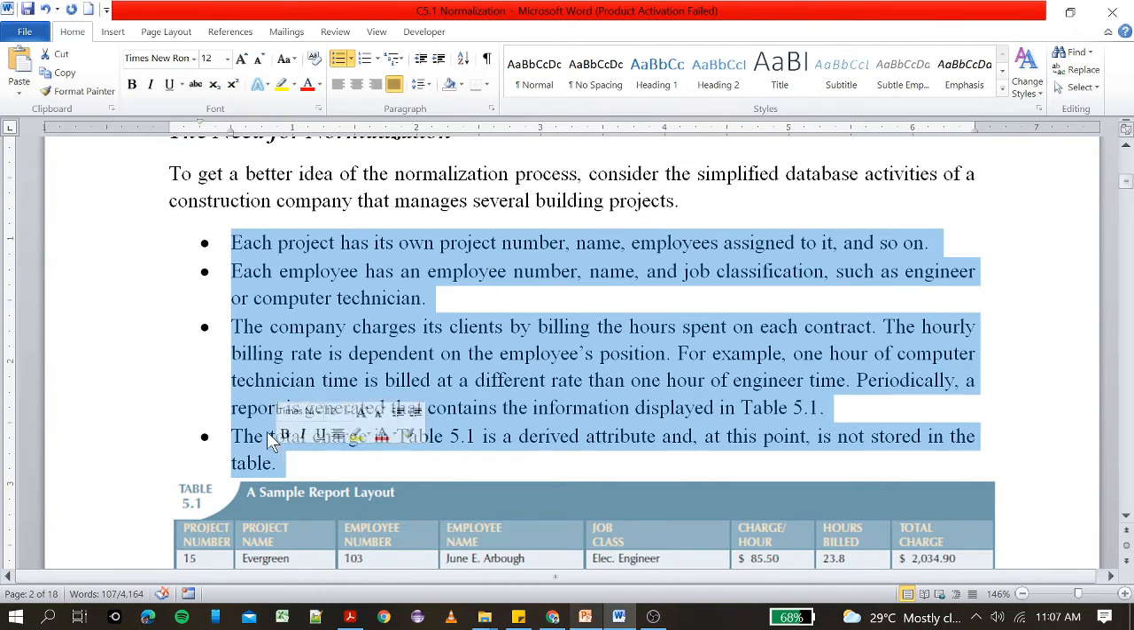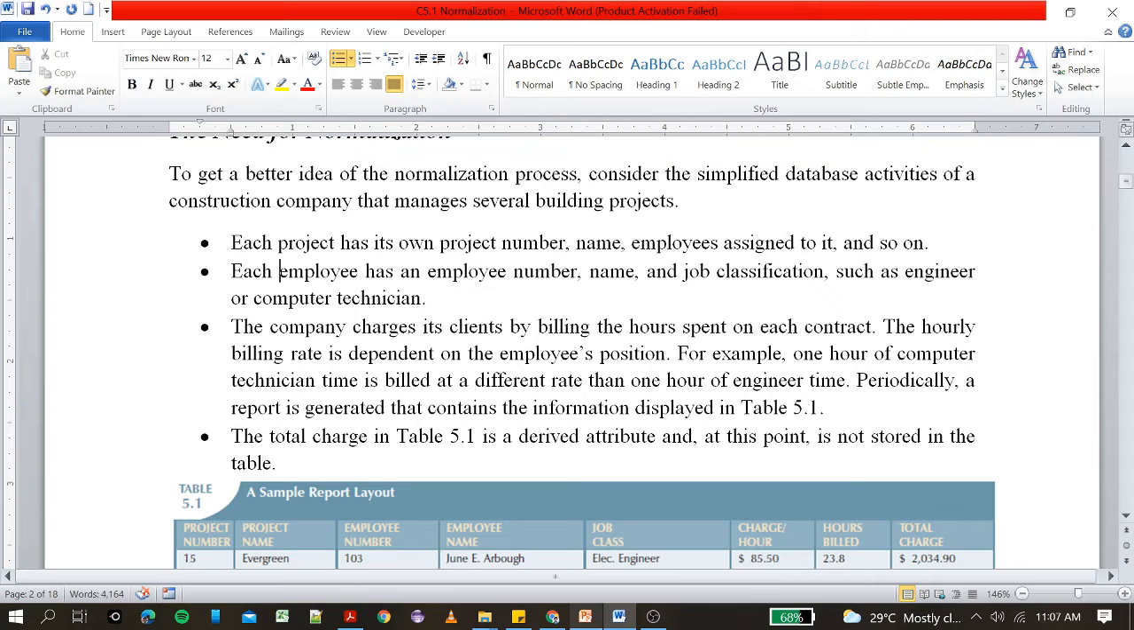Yung pinag-aralan natin sa ER modeling, yung rules na kinukuha sa isang organization para magamit natin sa ER modeling natin. Nakalimutan ko yung term, pero rules yun. Ano? Business rules, yun. So, that's it. Yan. Ito yung mga business rules na kailangan nating sundin. Okay? So, first rule, each project has its own project number, name, employees assigned to it, and so on.